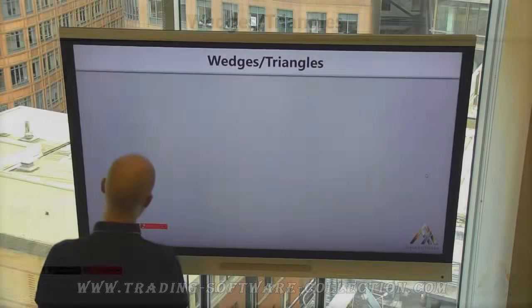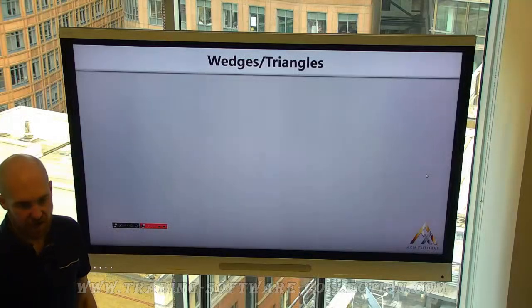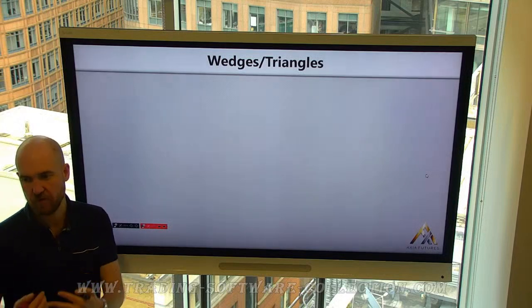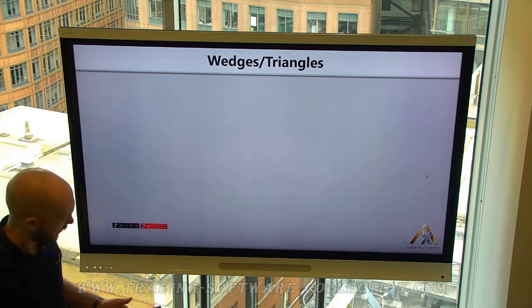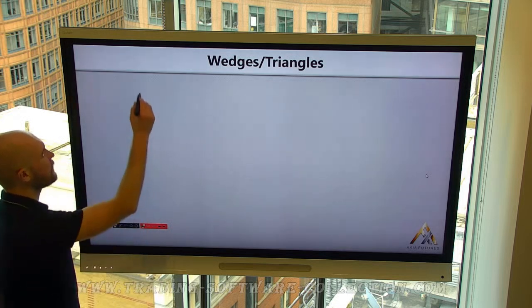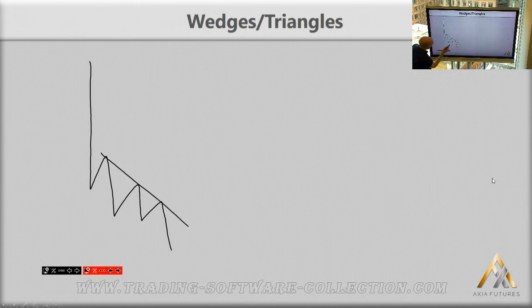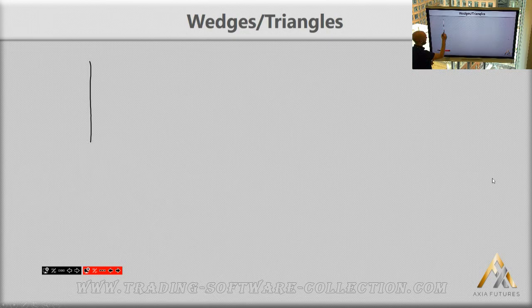Right, wedges and triangles, basically the same as pennants, apart from the fact that they don't have a pole or something to guide the target on them. So first up, I'll try and draw this quite nicely. What I should have drawn was the wedge first, where you get a downward sloping wedge. That's a terrible attempt at drawing it. So what we'll do, downward sloping wedge, like that.